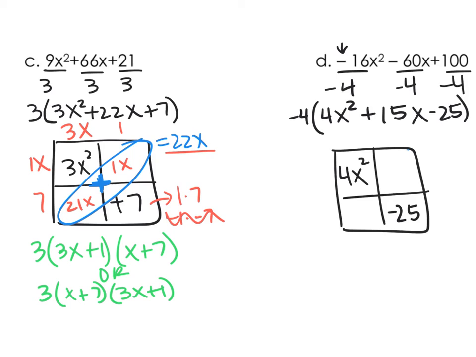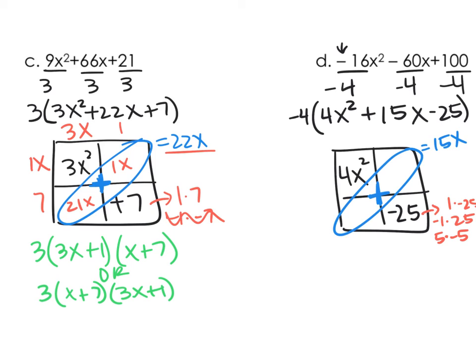So if I set up my box, I need to multiply to be a 4x squared, multiply to be a 25, and my diagonals are going to have to add to be a 20 or a 15x. So my multiples of 25 would be 1 and negative 25, or negative 1 and positive 25. We could also have a 5 times negative 5, or if I really switch that around, it would still be the same thing. So I got a couple options.